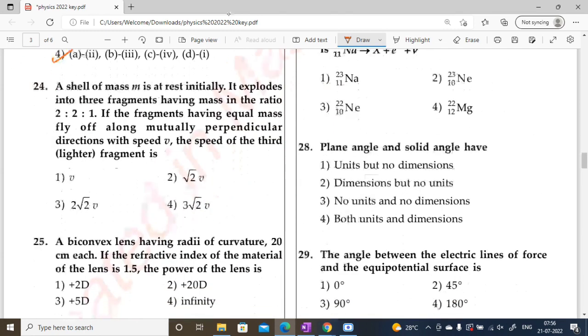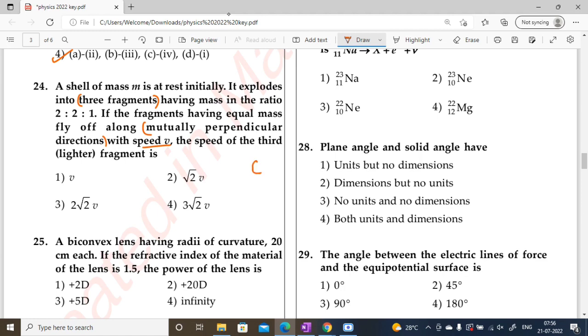Next question. A shell of mass m at rest initially explodes into 3 fragments, having masses in the ratio of 2 is to 2 is to 1. If the fragments having the equal masses fly off along mutually perpendicular directions with the speed v, find the speed of the third lighter fragment.